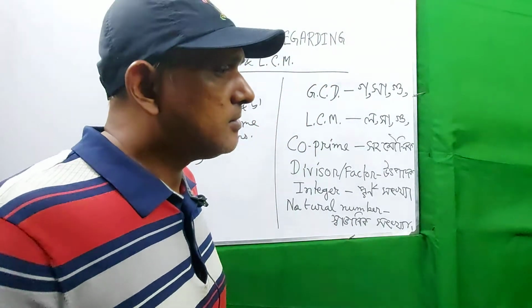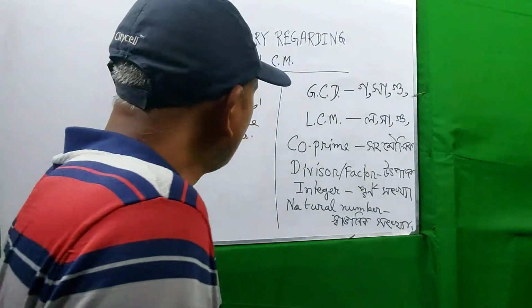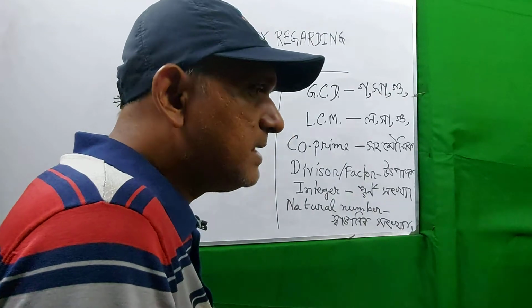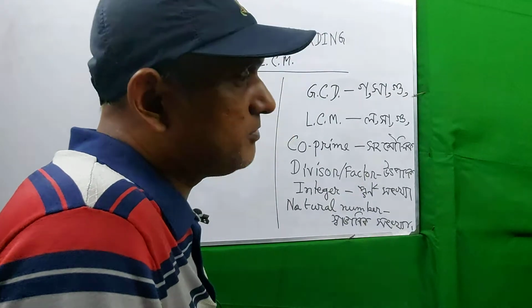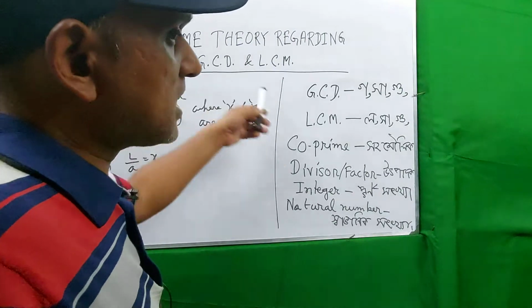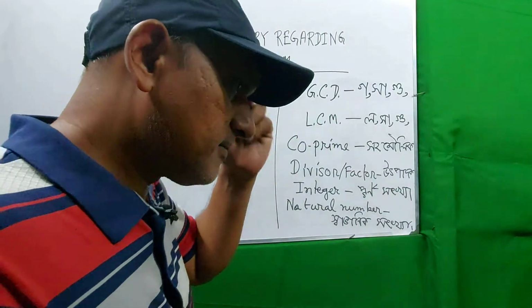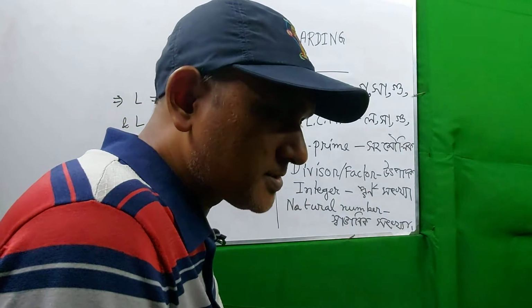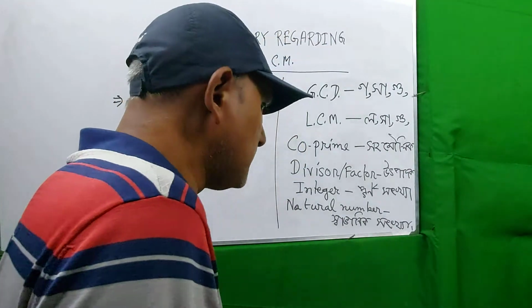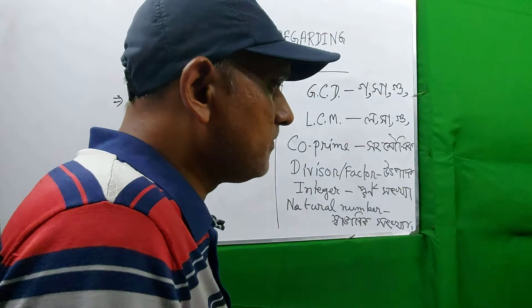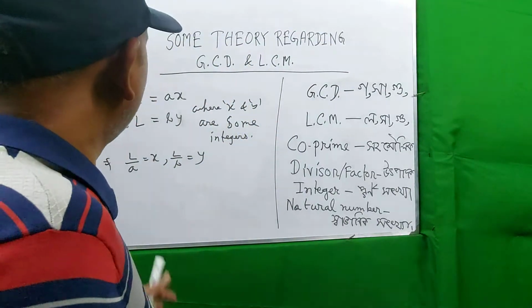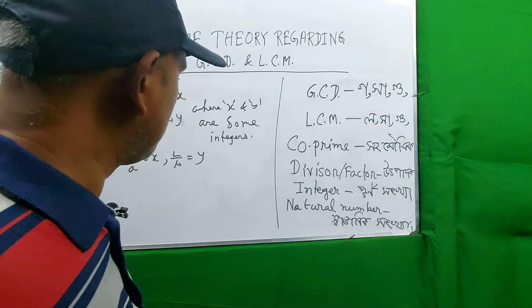Why will we reach an impossible statement? Because we started and considered the proposition as false. That means the proposition is not false, so the proposition will be true. It is the method of contradiction.